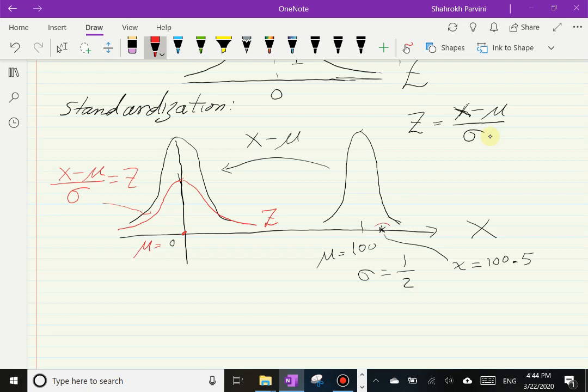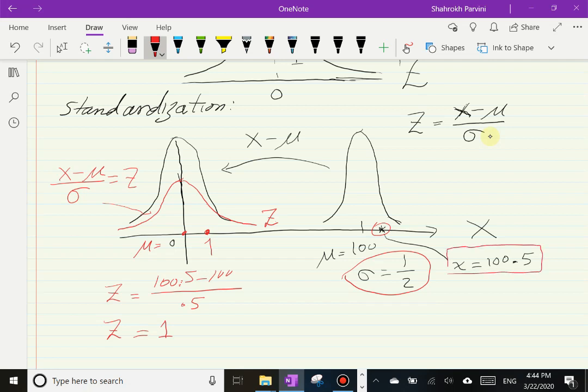So what happened to this observation? 100.5, if you track, that's your x. So the z that goes with that is 100.5 minus 100 divided by 0.5, which is your sigma. Remember, sigma is 1/2 over here. And if you do this, you get z equals 1. There you go. So that means that same score under the standard normal distribution is exactly 1 deviation above, and this is the z score corresponding to a value of the random variable 100.5. So that's what that is.